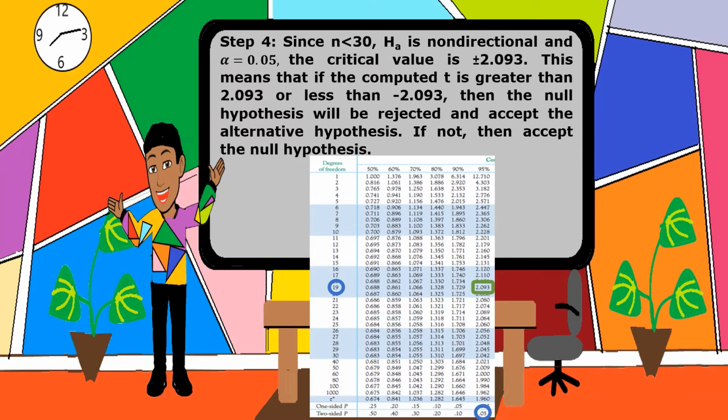Since our n is less than 30 and our alternative hypothesis is non-directional and our alpha is 0.05, the critical value is positive negative 2.093. This means that if the computed t is greater than 2.093 or less than negative 2.093, then the null hypothesis will be rejected and accept the alternative hypothesis. If not, then they accept the null hypothesis.